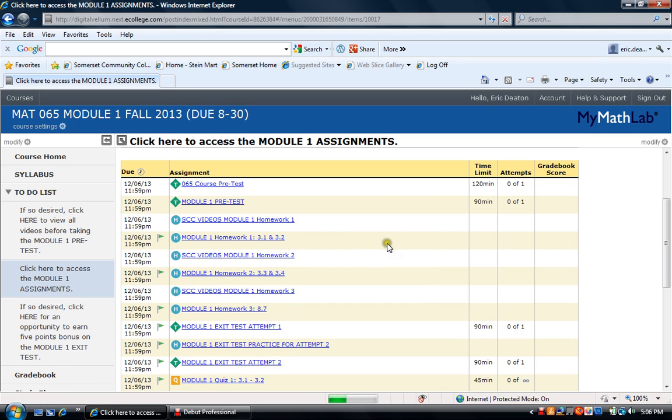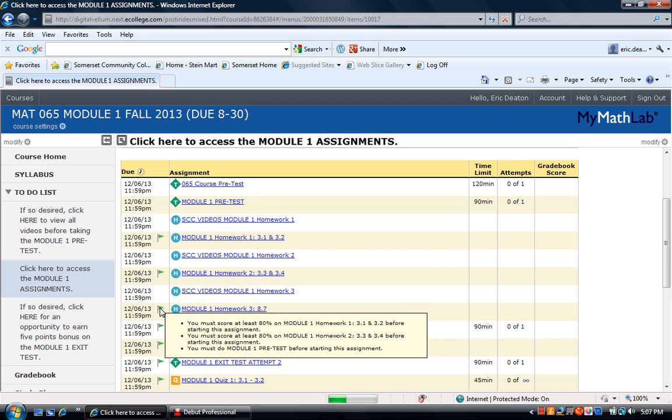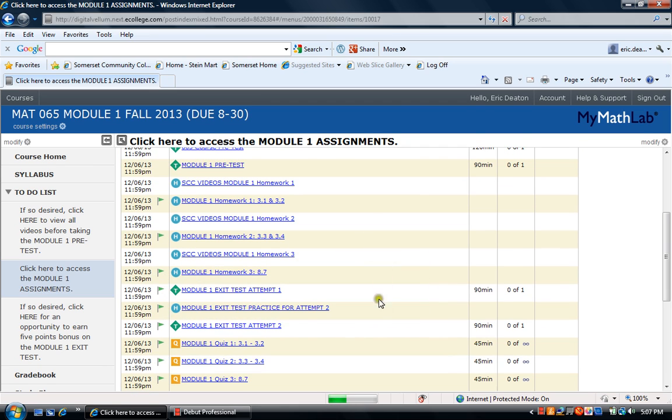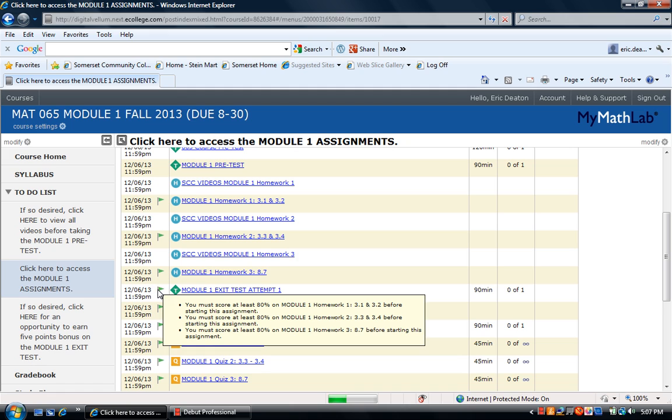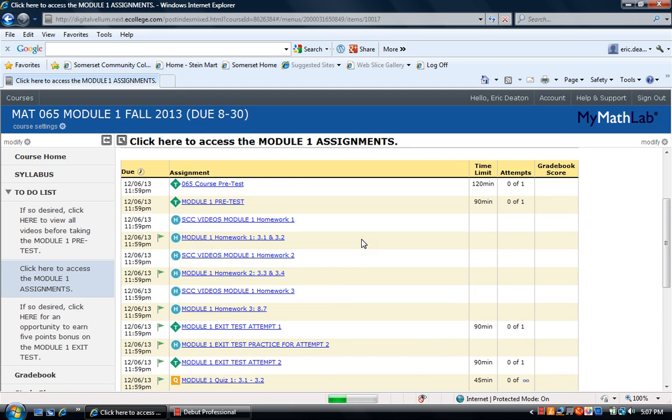The way the class works is take the pretest, do the homework, and go from one homework assignment to the next. You have to make an 80 on the previous homework assignment. Got that? That's what those flags mean. To get to the exit test, you have to have an 80 on all the homework assignments for that particular unit.